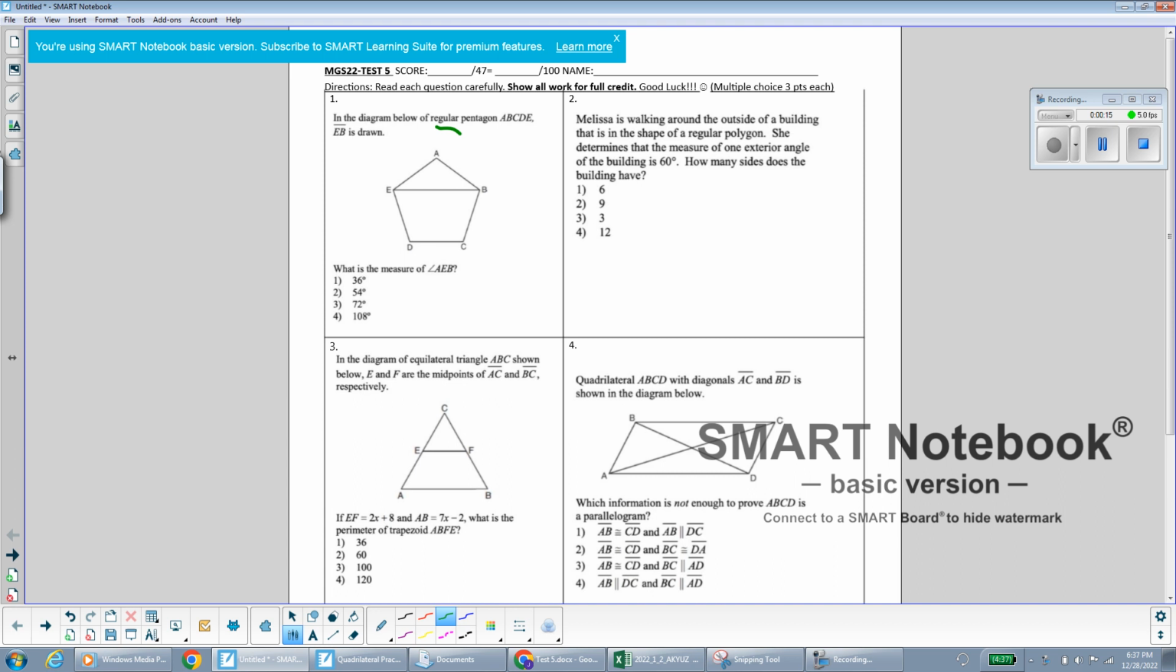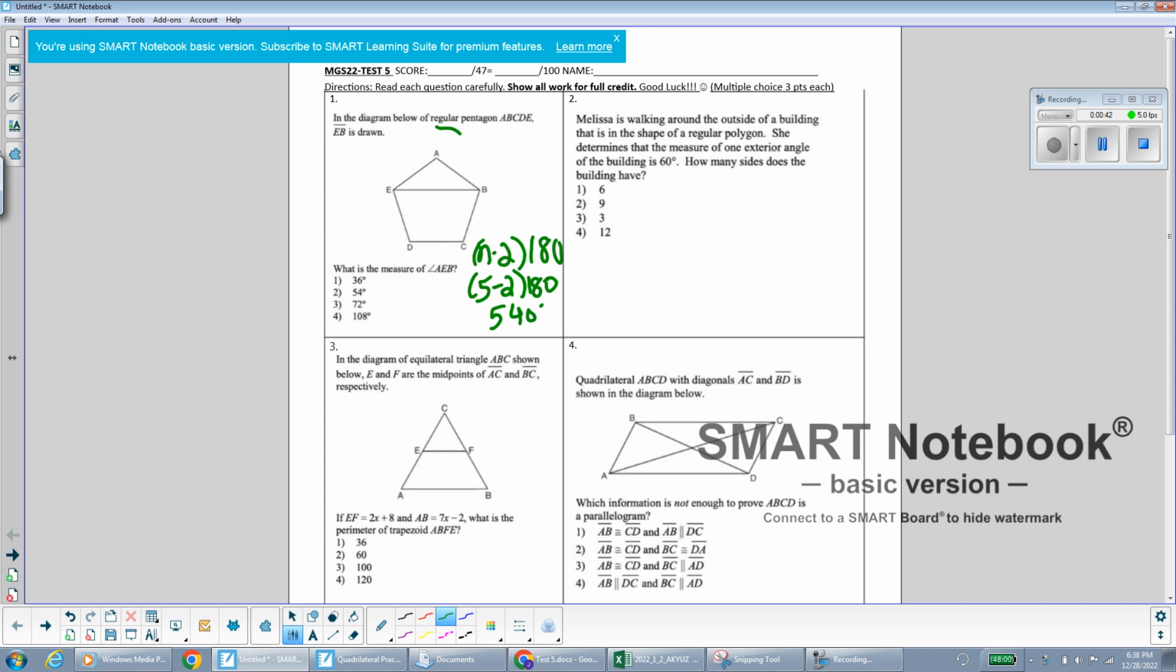We have a formula for finding the sum of all the interior angles of any polygon, and that is the formula n minus 2 times 180 degrees. Now n is the number of sides or angles that the shape has, and since this is a pentagon, there are 5 sides and angles. So n would be 5 here. So we have 5 minus 2 times 180. That is 3 times 180, which is 540 degrees.